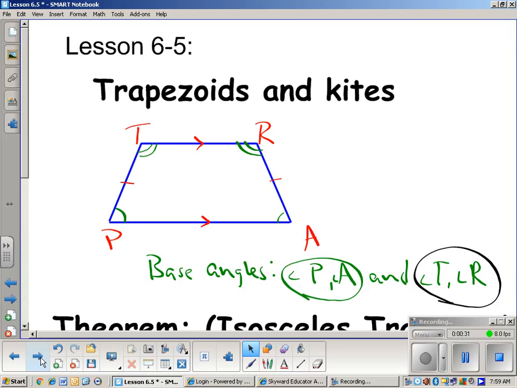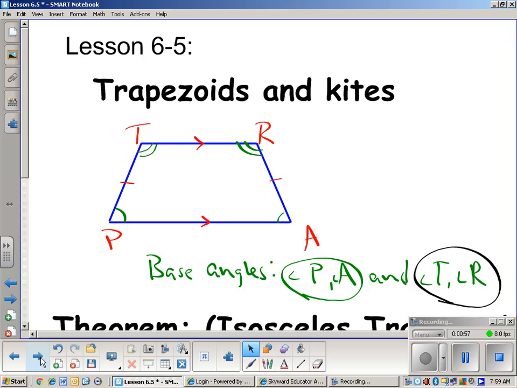Okay. There's two pairs of base angles on a trapezoid. They don't have to be an isosceles trapezoid to still be considered the base angles. And I have them circled here. P and A are base angles. And in an isosceles trapezoid, we're going to figure out in this theorem here in just a second, those base angles are congruent. Also, angles P and R are base angles.